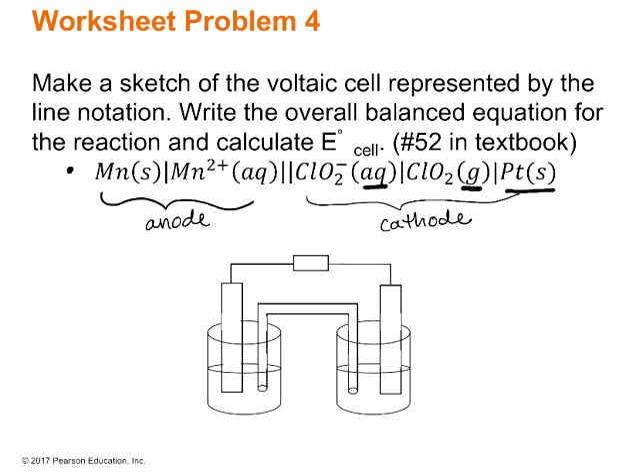Okay, so let's sketch out our cell. So we know that manganese, or the anode, is on the left, and the cathode is on the right. Now manganese is found as a solid, so we can just use pure manganese as our electrode. And then in the solution, we just have manganese 2+ floating around. And then on the right-hand side, we said we were using platinum as our electrode. And then we have some chlorite floating around in solution. And then we've got some gas just bubbling up.